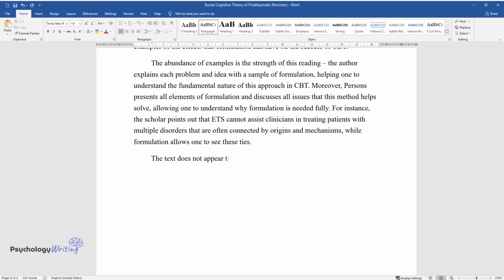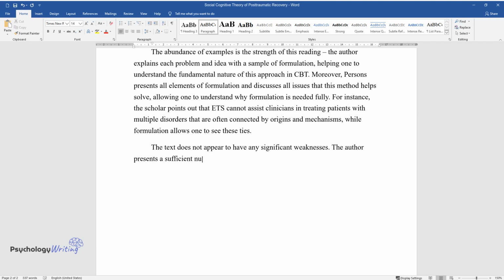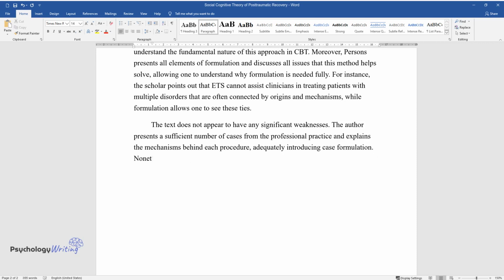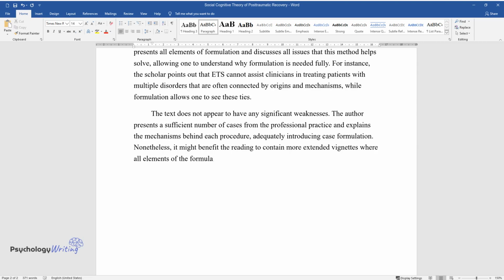The text does not appear to have any significant weaknesses. The author presents a sufficient number of cases from the professional practice and explains the mechanisms behind each procedure, adequately introducing case formulation. Nonetheless, it might benefit the reading to contain more extended vignettes where all elements of the formulation are present to depict the full process of CBT.